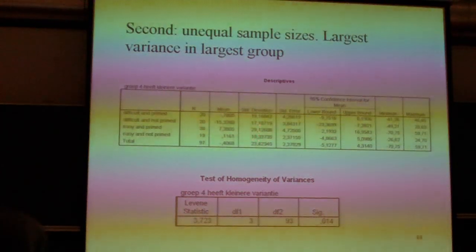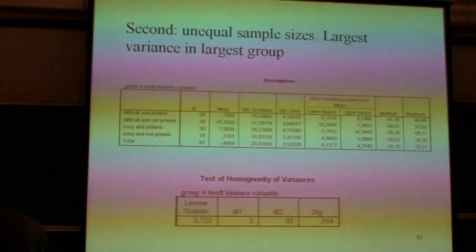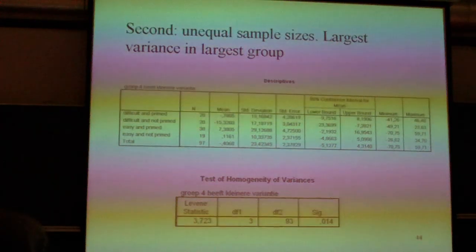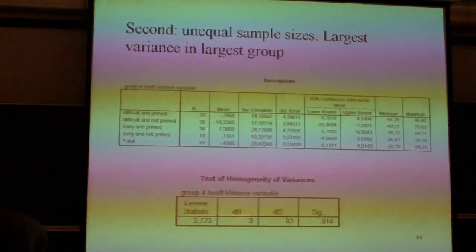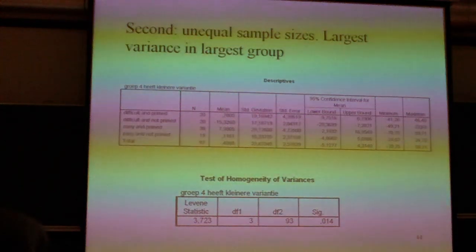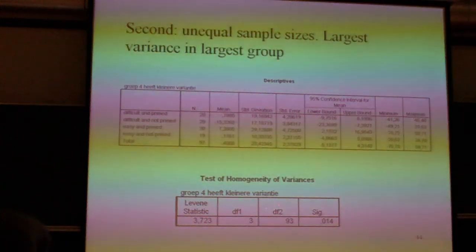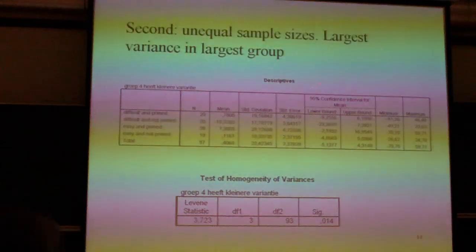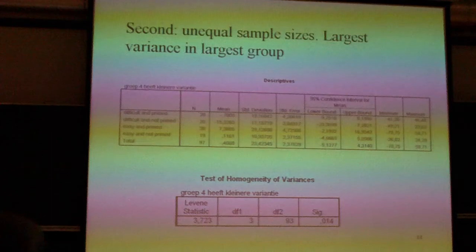The smallest is 10, the largest 29. But in this particular case, you can see that the sample sizes are clearly different. The largest standard deviation is to be found in the largest sample, and that has certain repercussions. First of all, we can see that the Levene test indicates that there's a probable violation of the homogeneity assumption.